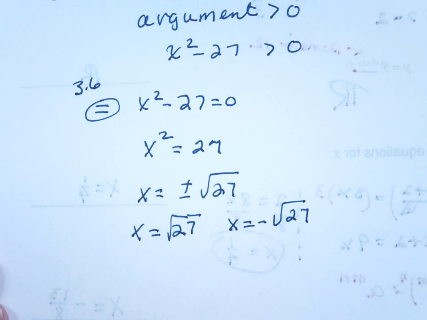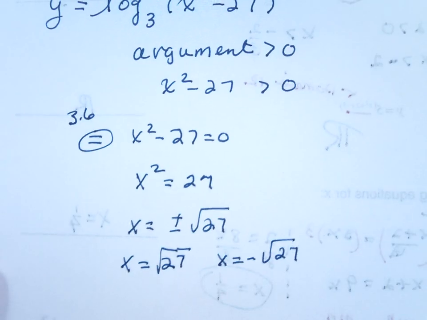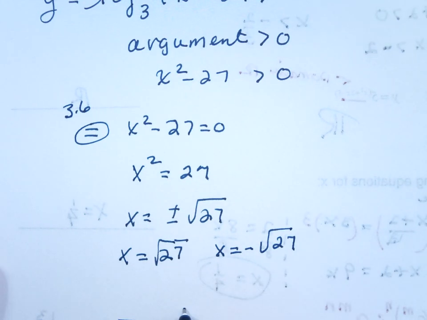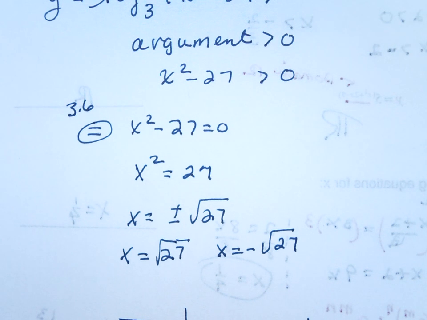I want to know where this is positive. How do I check it? Number line, right. Put on negative square root of 27, and square root of 27. Now, what do I know the square root of 27 is close to? 5, right, the closest square is 25. So it's a little bit bigger, between 5 and 6, because 6 squared is 36. So it's a little bit more than 5.